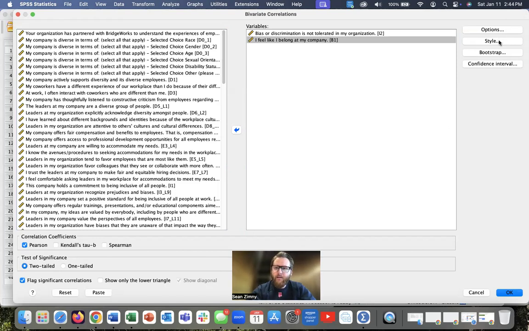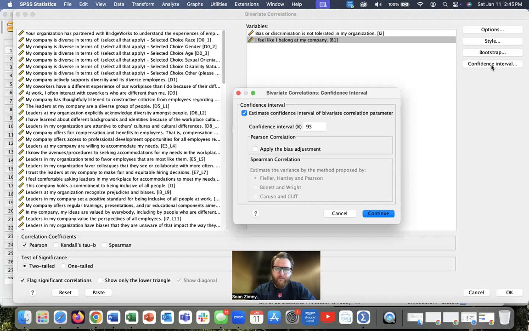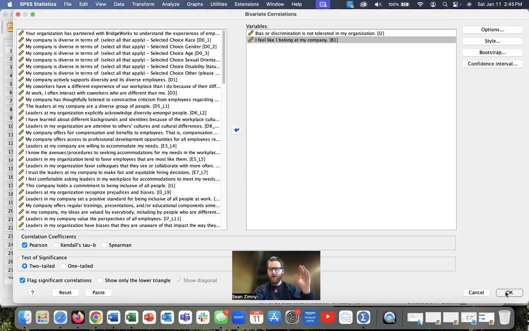And then in the upper right, go to confidence interval. And this probably won't be selected for you. Make sure you select estimate confidence interval of bivariate correlation parameter. And we want a confidence level of 95%. What that's going to tell us is anything less than 0.05, which, remember I mentioned in the slides, less than 0.05 means statistically significant. It's going to tell us if it is significant or not. So let's click continue and click OK to run this thing.